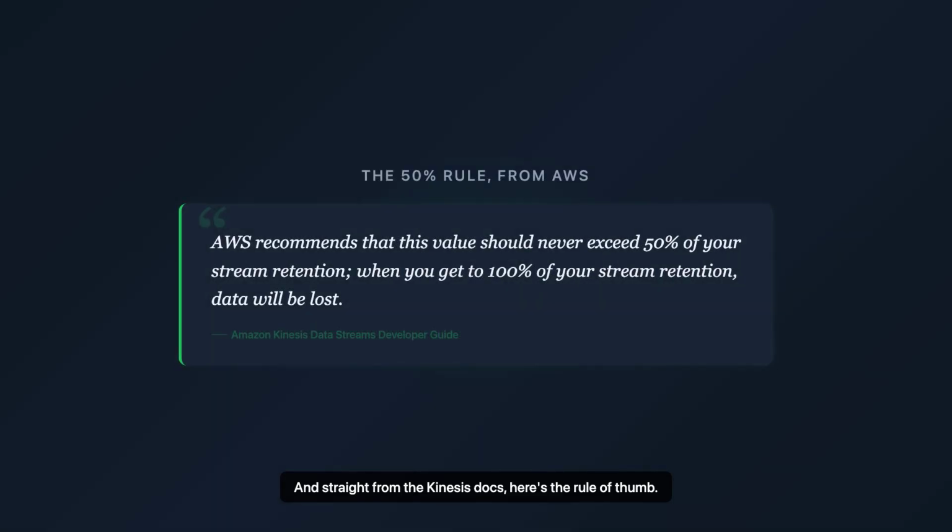And straight from the Kinesis docs, here's the rule of thumb. IteratorAge should never exceed 50% of your stream retention. When it reaches 100%, data is lost. That 50% threshold is your alarm trigger, not 100. By the time you hit 100%, the records are already gone.